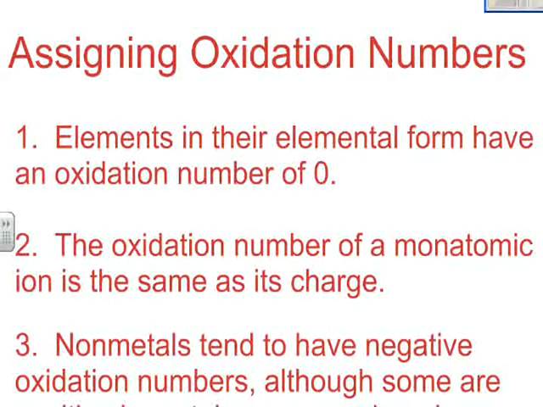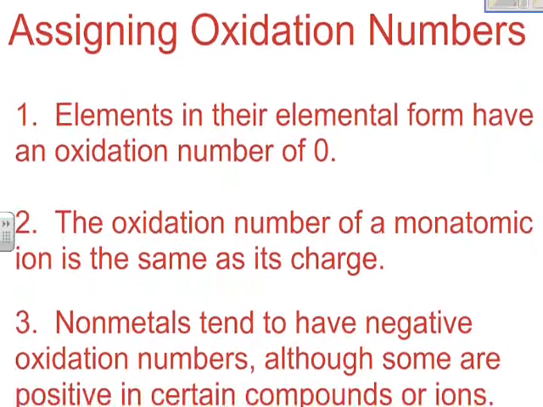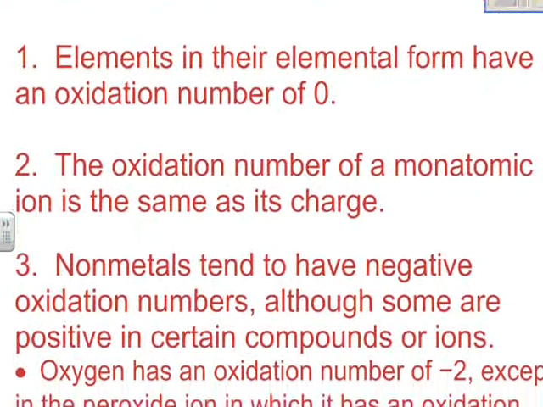There's some set rules that we use to assign oxidation numbers. These can be found in your book as well. So the first rule that we have is that elements in the elemental form always have an oxidation number of 0. So it would be zinc in the last example, or hydrogen. The oxidation number of a monatomic ion is the same as its charge. So again, that would be the same as the hydrogen ion H+, or the zinc ion, the Zn2+.